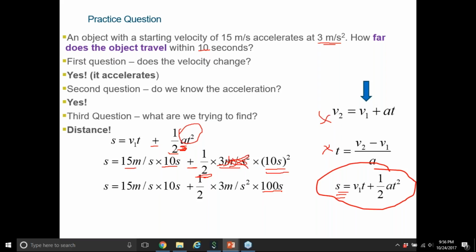Okay, then we do multiplication before we do any addition and subtraction. So on the left part of it, we have 15 times 10 gives us 150. And then we have 1/2 times 3 times 100, which also gives us 150. So then our final step is to add those together, 150 plus 150, because this plus sign still stayed right here. We didn't do anything with it. So now we add them together, 150 plus 150, our final answer is 300.